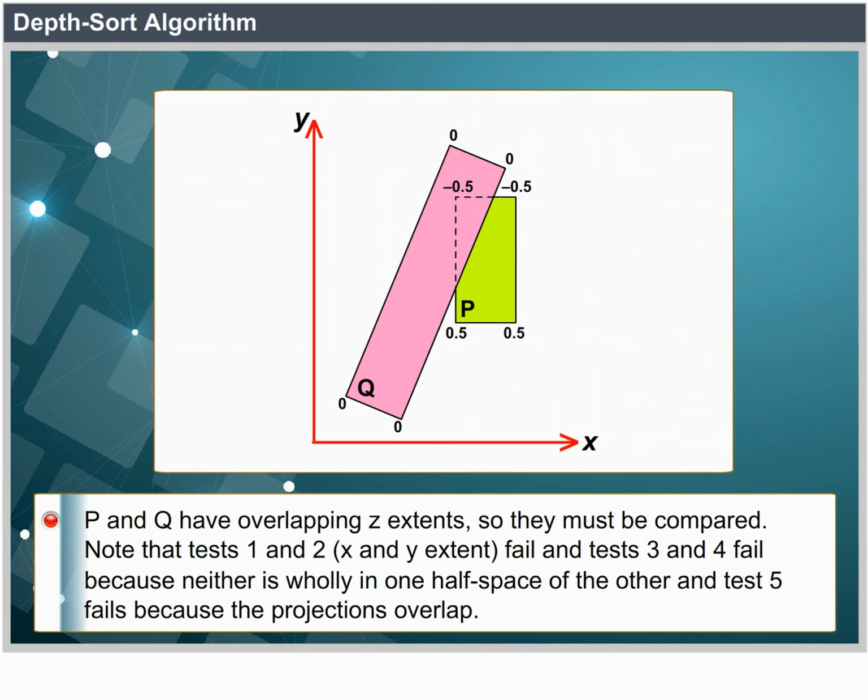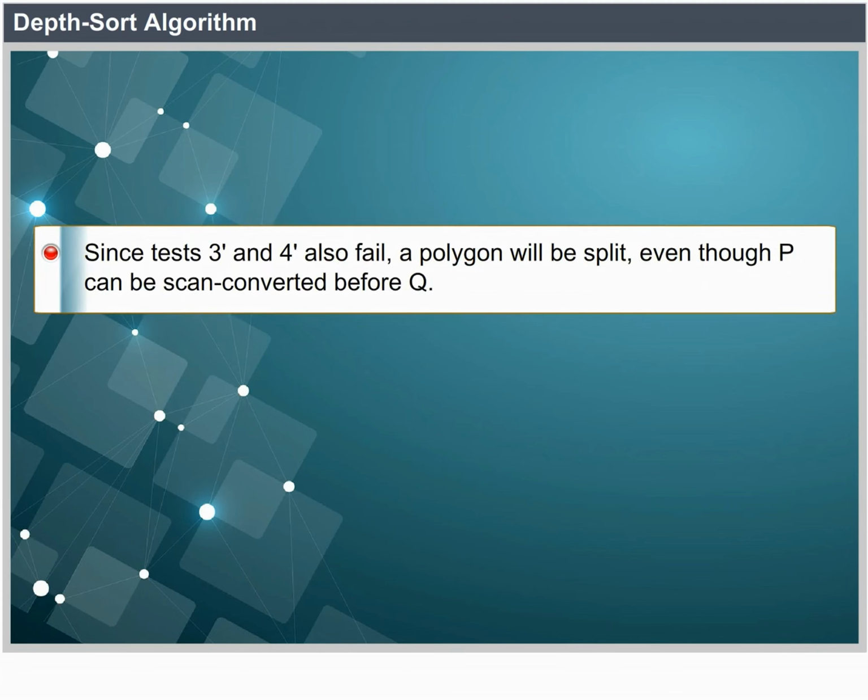P and Q have overlapping Z extents, so they must be compared. Note that tests 1 and 2, X and Y extent, fail. Tests 3 and 4 fail, because neither is wholly in one half space of the other, and test 5 fails because the projections overlap. Since tests 3' and 4' also fail, a polygon will be split even though P can be scan converted before Q.